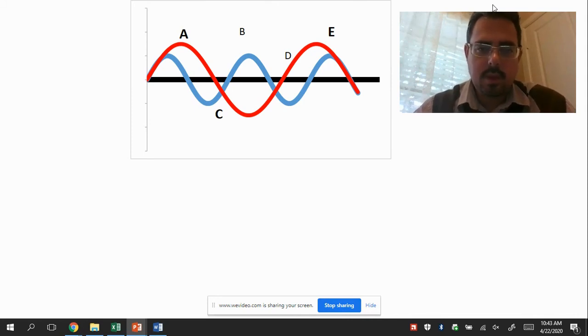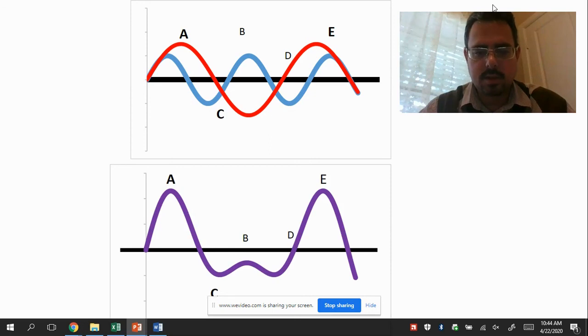But at point B, in the middle there, you see the blue wave is on top, the red wave is on the bottom. That's destructive interference. As a result, you're going to get a smaller amplitude part of that wave. Right? At point D, the red wave is on top and the blue wave is on bottom. So that's going to be destructive interference. And then when you get back to point E, both the blue and red wave are on top, so that's constructive interference.